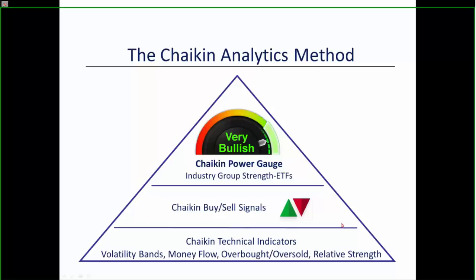And then finally, in the middle of the pyramid, the sweet spot are Chaikin buy and sell signals. Because if the Chaikin Power Gauge rating helps pinpoint what to buy, the Chaikin buy and sell signals help pinpoint when to buy. And as we all know, you can be in the right stock, but if you get into it at the wrong time, the results are not going to be good. And the Chaikin buy and sell signals will, in detail, show you what I call low-risk entry points.